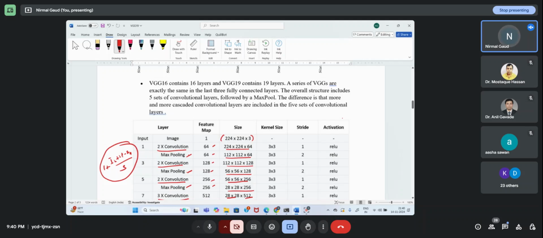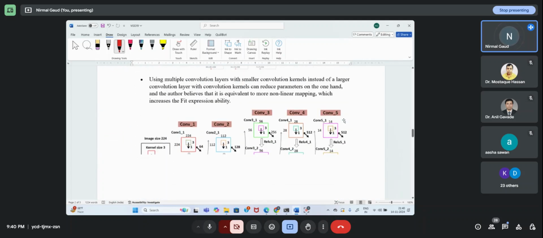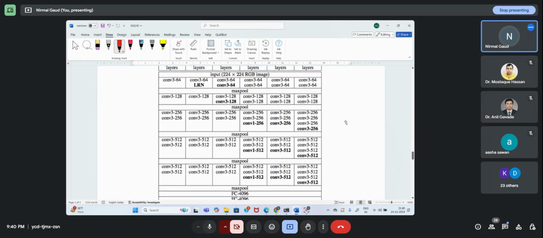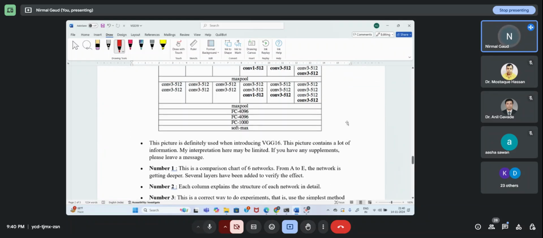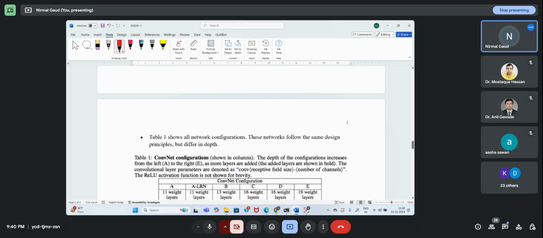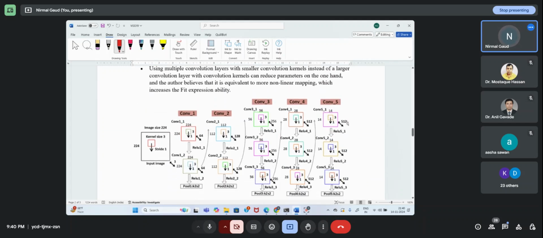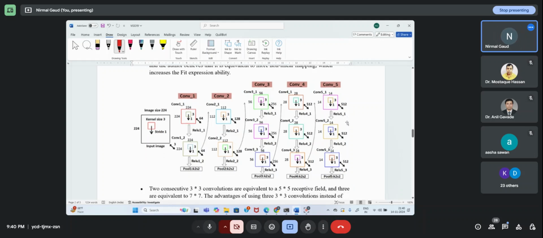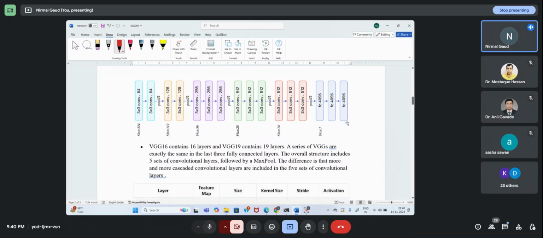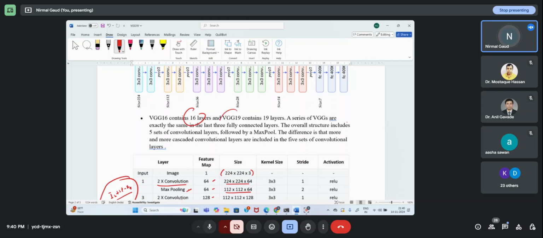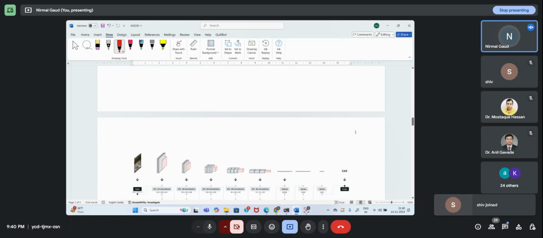This is VGG 16. And then the network configuration, they are telling something more. It is the same, the thing is you have to add more convolutions to make it 16. That's all. So what does it say here? VGG 16 contains 16 layers, VGG 19 contains 19 layers. That's it. There is no difference between the two, just add 3 more layers and it will be done. Okay, so this is VGG 19.